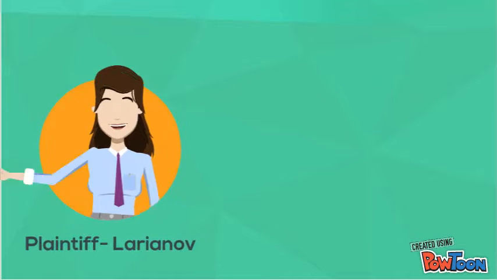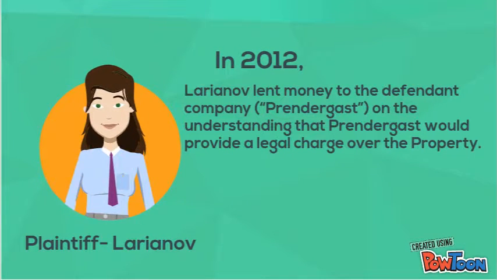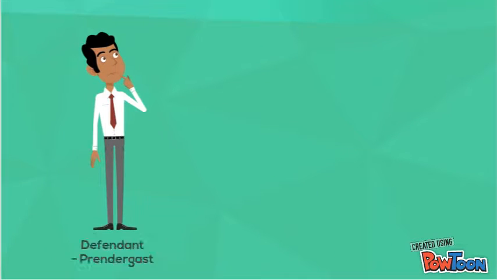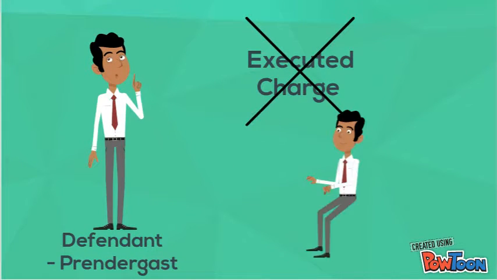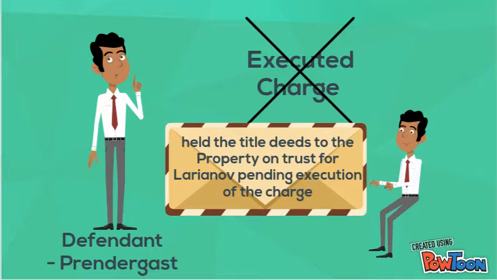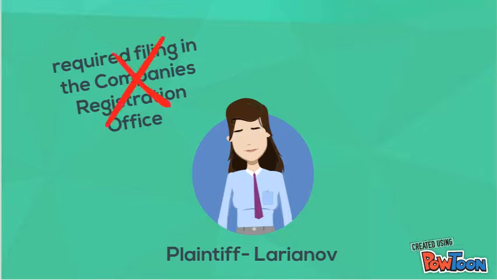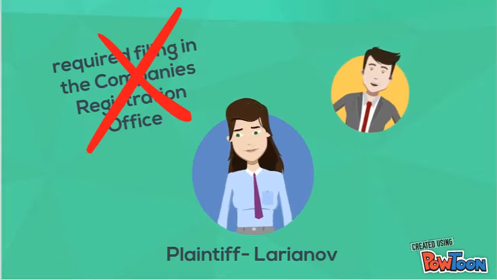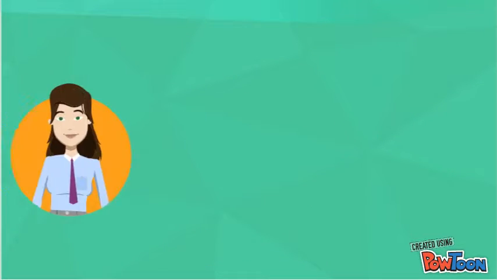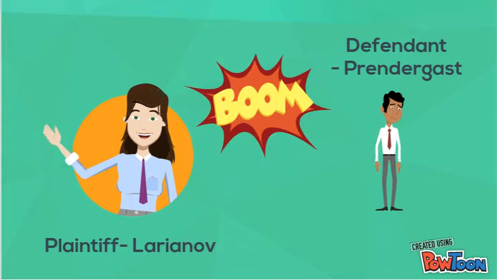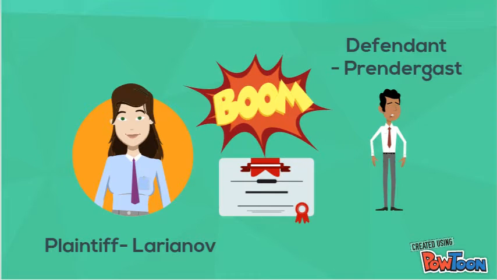Believing that the defendant would provide a legal charge over the property, the plaintiff lent money to the defendant. Even though the charge was never executed, the defendant confirmed that they held the title deeds to the property on trust for the plaintiff. The plaintiff failed to register, thus rendering this equitable charge useless against the notice party, a competing secured creditor. In 2011, the plaintiff sued the defendant and obtained a judgment mortgage, which was later registered.